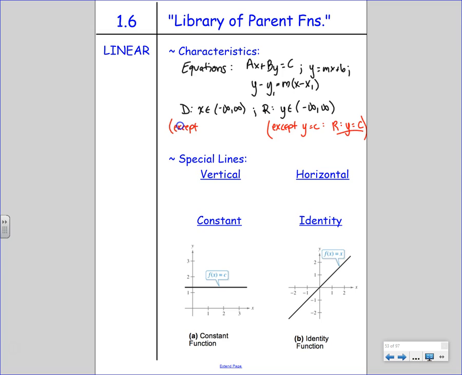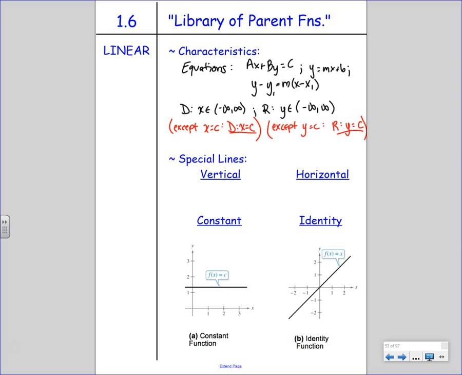What's the equation of the vertical line again? It's not y equals. And the domain of a vertical line would just be at c, right?